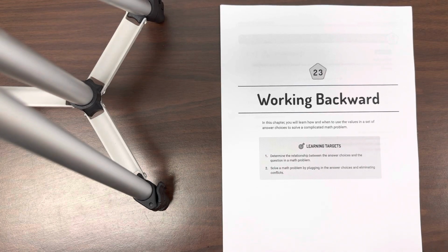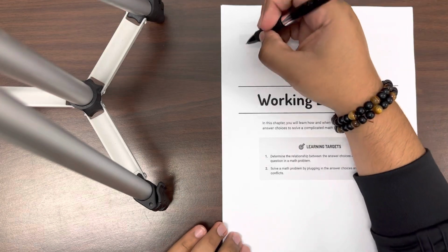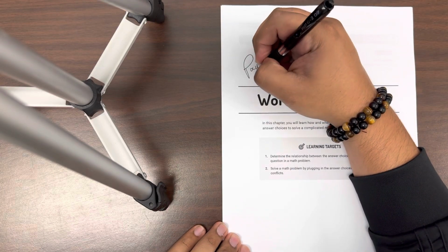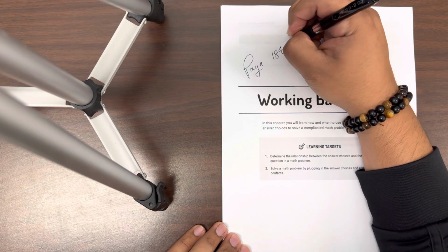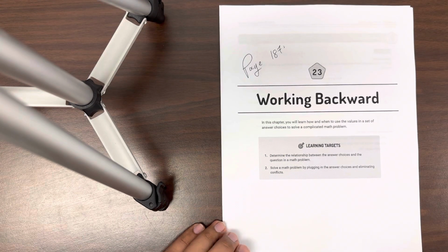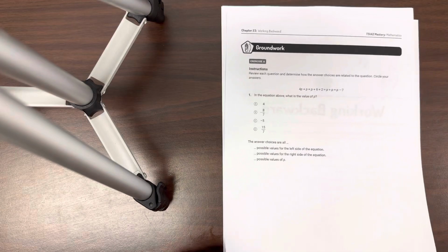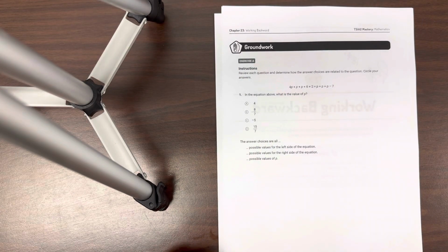TSI chapter 23, working backwards. If you're on your TSI book, this is page 187. Of course, if you have questions, please write them down, bring them to class. You are taking your test May 12th, so make sure you're right on pace, okay? Starting with the groundwork.